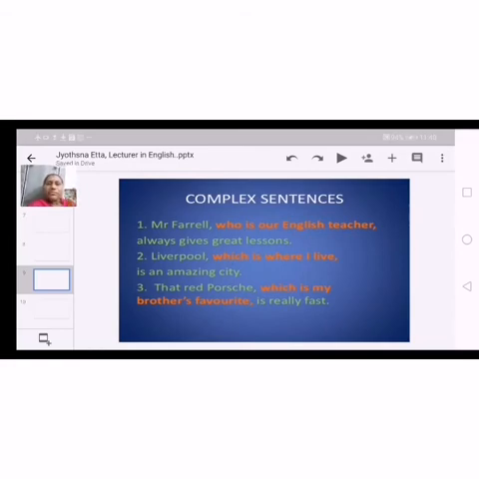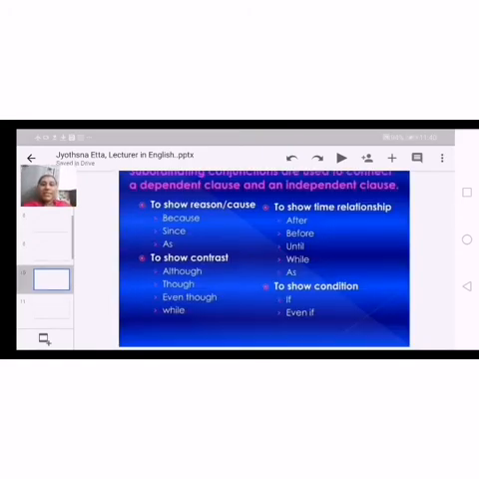Okay. And the third example, the red Porsche, which is my brother's favorite, is really fast. Of course. Okay. So here, which is showing the Porsche. So which is showing the red Porsche. Okay. So two sentences here. So the combination of two sentences.